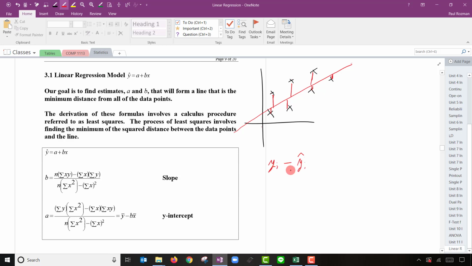Some are positive and some are negative. So we do that old trick of squaring everything. We'll try to find the smallest squared distance. And we want to do it for all the points, so we would be summing these up. If I called this equation, say Q, we could replace our y hat with our model. It's a plus bxi.